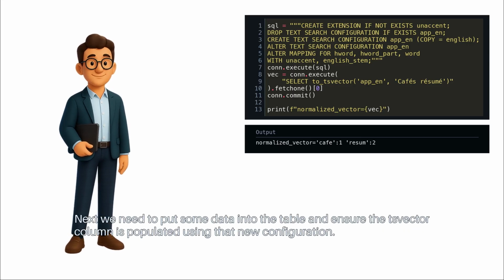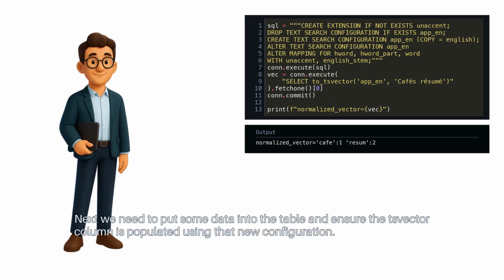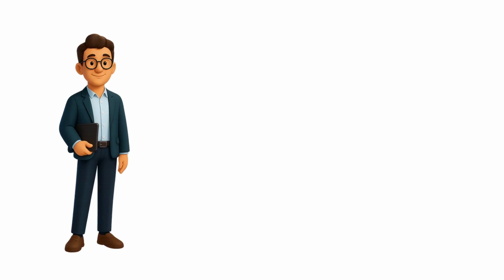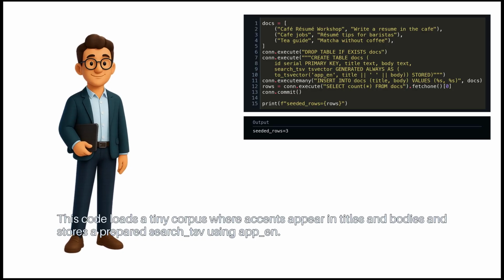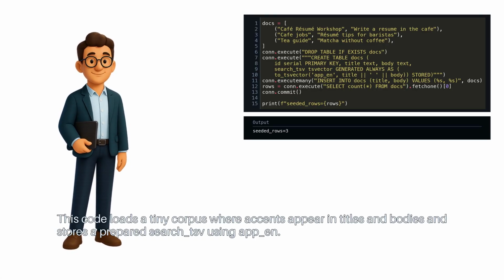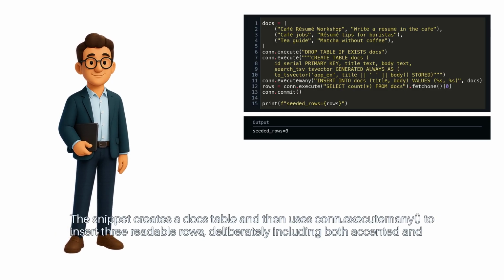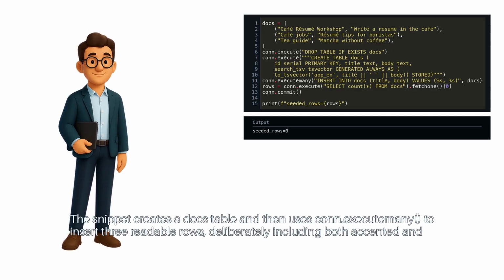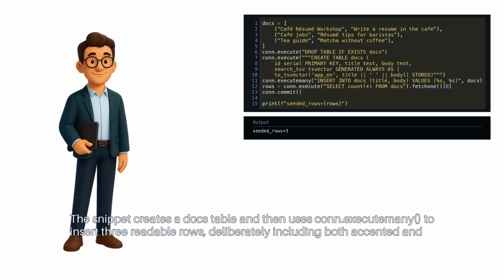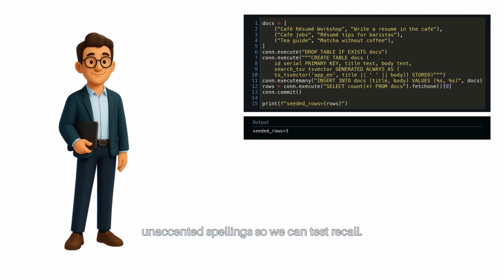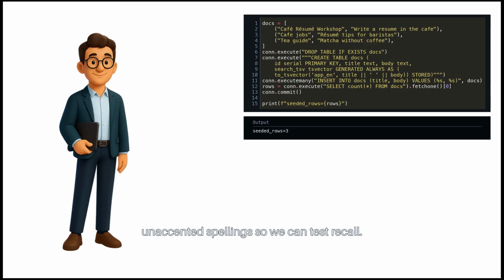Next, we need to put some data into the table and ensure the tsvector column is populated using that new configuration. This code loads a tiny corpus where accents appear in titles and bodies, and stores a prepared search_tsv using app.en. The snippet creates a docs table, and then uses con.executemany to insert 3 readable rows, deliberately including both accented and unaccented spellings so we can test recall.